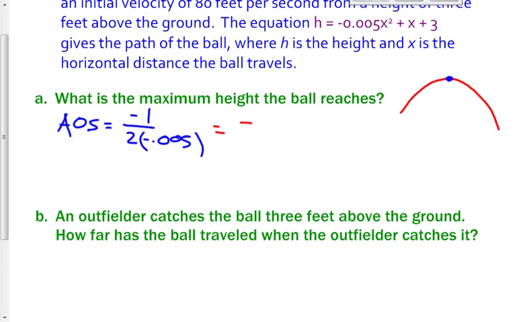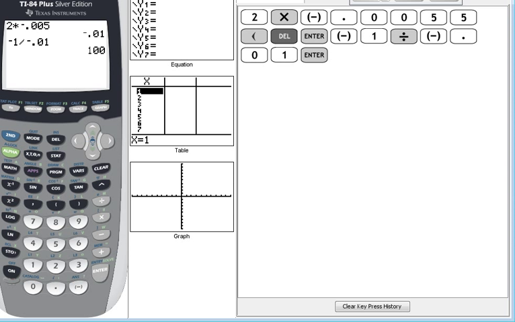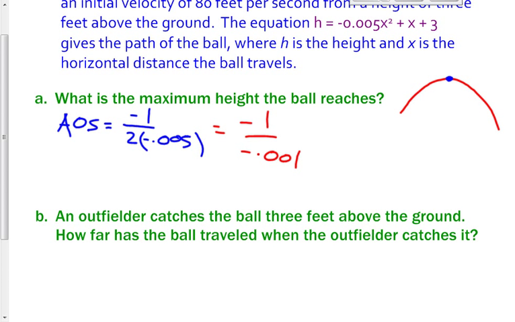So now we have a negative 1 divided by a negative 0.01. A negative divided by a negative is a positive, and negative 1 divided by negative 0.01 is 100. So my x equals 100. I added in too many zeros here, didn't I? 0.01, and that equals 100.